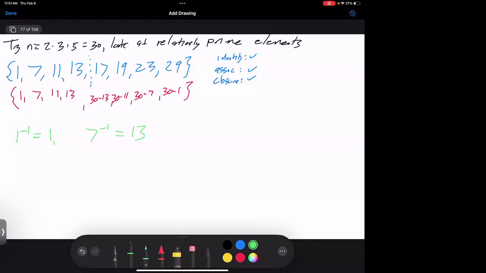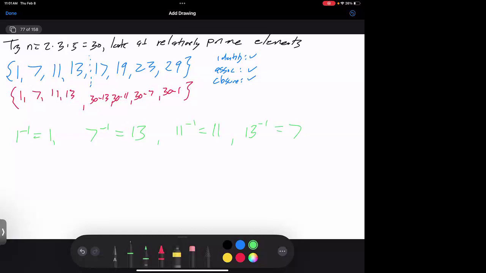Oh, well. What about 11? This is kind of nice. 11 times 11 is 121. 120 is a multiple of 30, so this is 1 more than a multiple of 30. So again, you could do this all by brute force. Now we need the inverse of 13. You should be able to get that immediately. What's the inverse of 13? 7. If the inverse of 7 is 13, the inverse of 13 is 7.